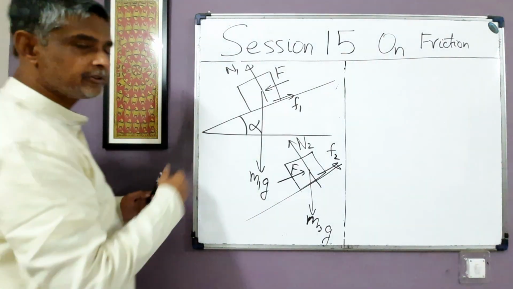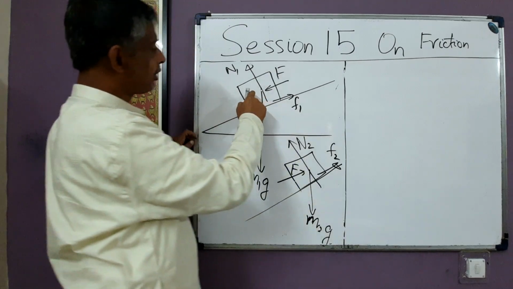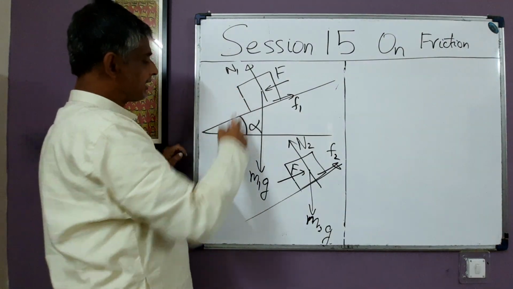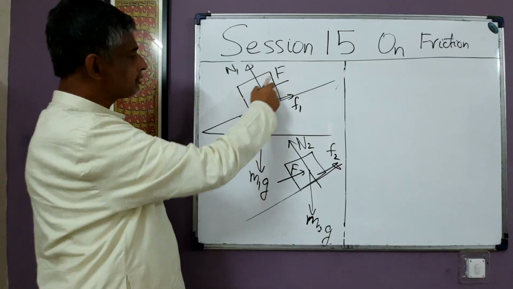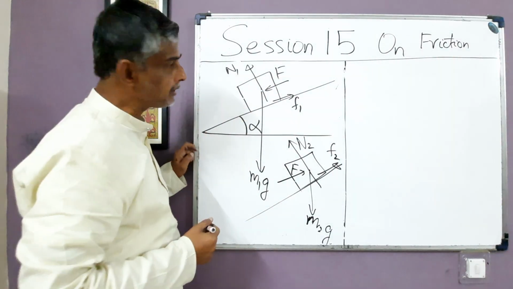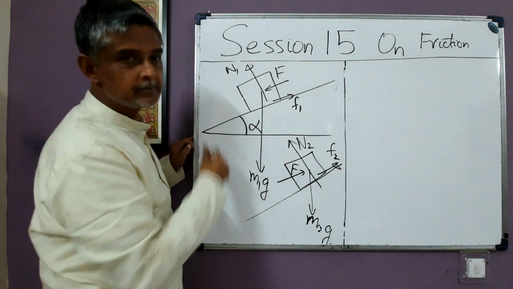So all the FBDs have been drawn. Now what I do, I apply Newton's second law to this block down the inclined plane. The net force on the block down the inclined plane will be the component of gravity down the incline, which is m1g sin alpha, plus F minus f1. That is equal to m1 times a.